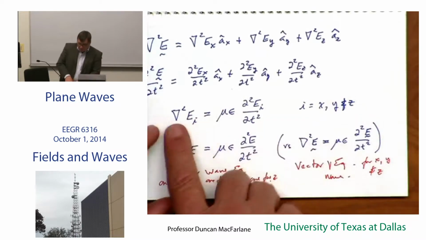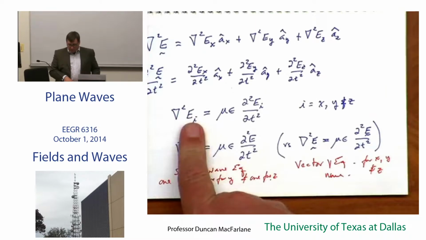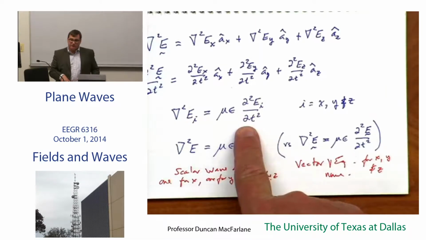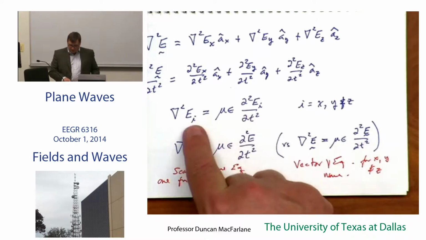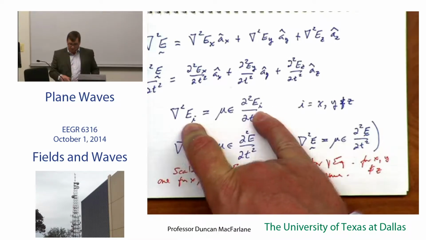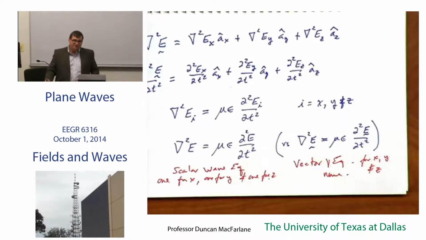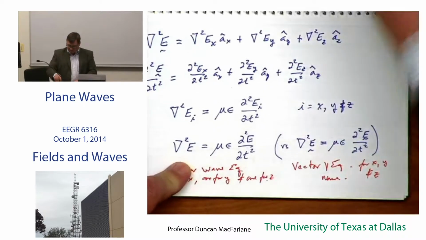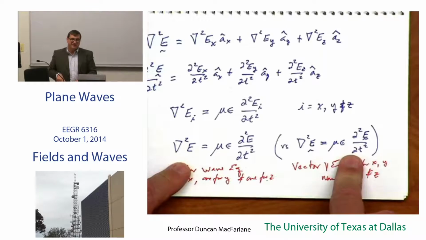And so we could write del squared E sub x equals mu epsilon del squared E sub x over del t squared. And what I've done is I've just notated the x, y, or z as an index i. And then I gave you the warning that most textbooks get lazy about that index altogether. They leave it off, and you have this equation here, which is a scalar equation, and it looks an awful lot like the vector equation. Okay?